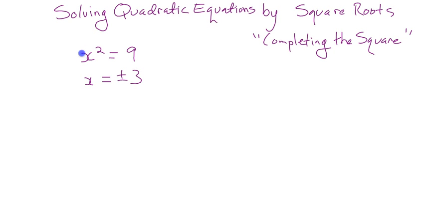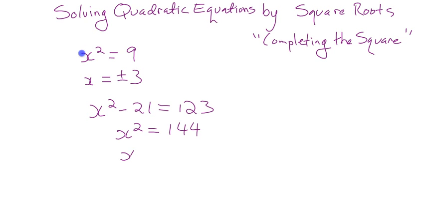So what we need to do is isolate the thing that is being squared, which may be just an x or it may be an expression. So we want to isolate the thing that's being squared and then take the square root of both sides. All right, so maybe it looks like this. X squared minus 21 is 123. Now you got to do a little work. What's the first step? Add 21. What do we get? X squared is 144. What's x? Plus or minus 12, right?